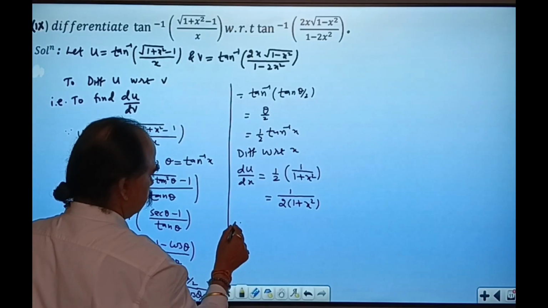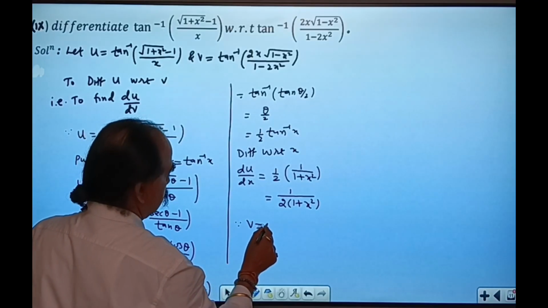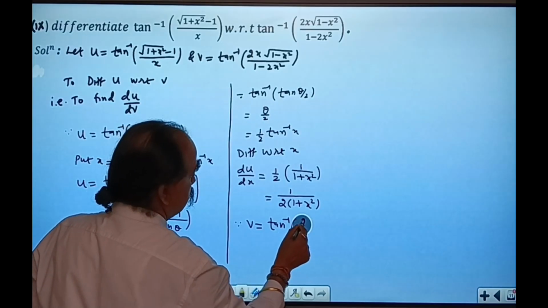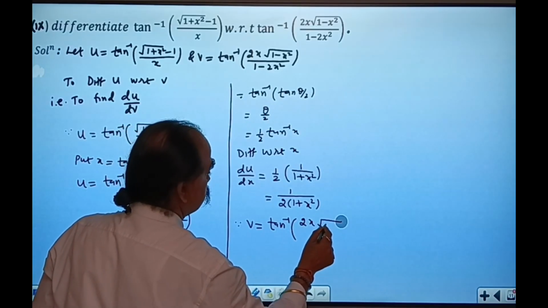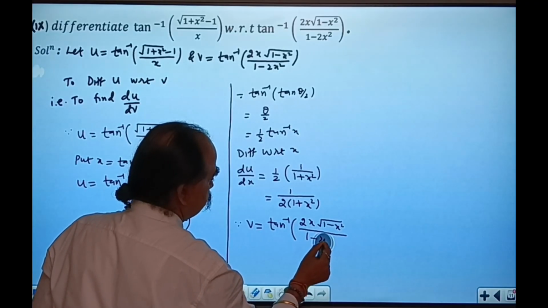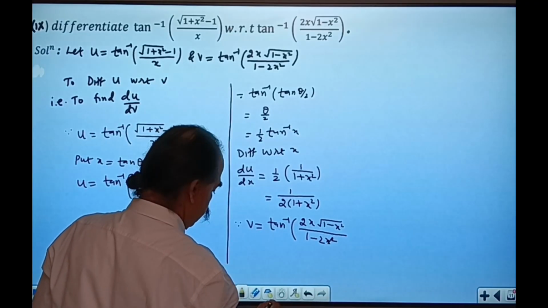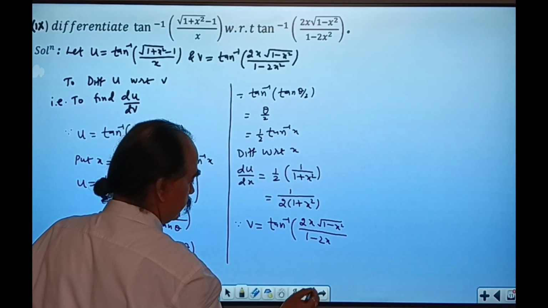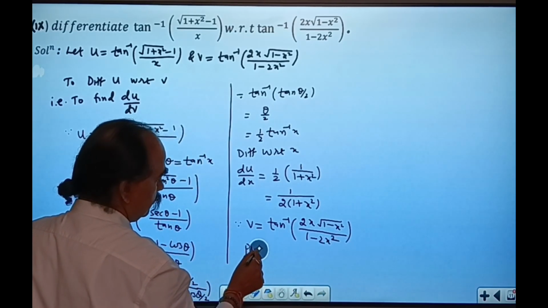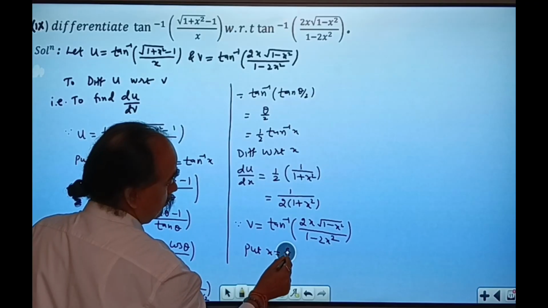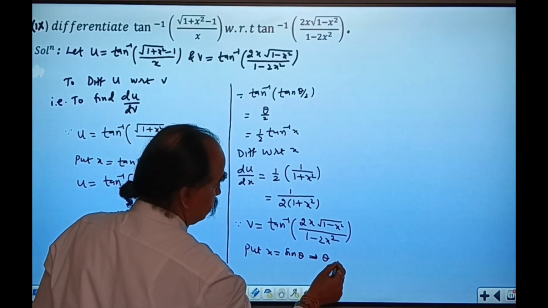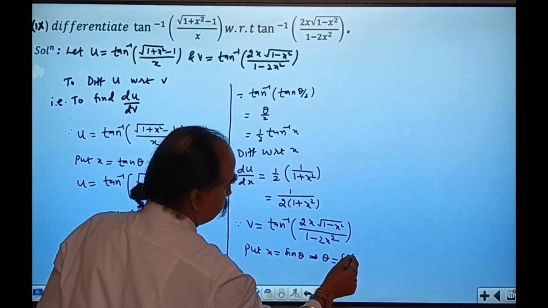Since v is what? Tan inverse 2x root 1 minus x square upon 1 minus 2x square. Put x is equal to sine theta. So theta is equal to sine inverse x.